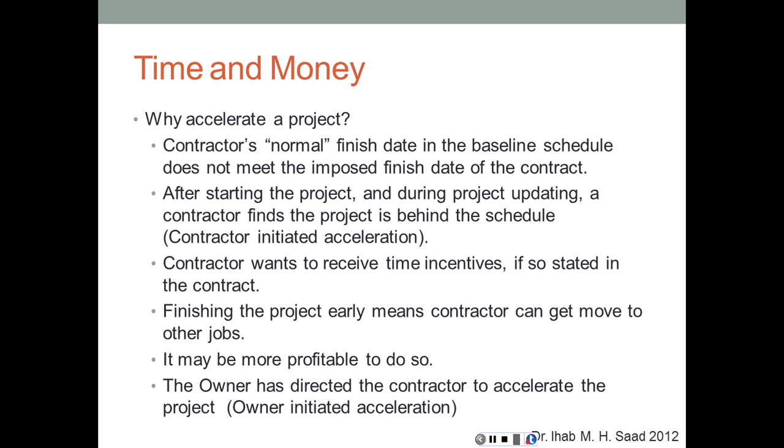The contract says there's going to be a bonus for early completion, even ahead of schedule, so the contractor wants to make use and to benefit from that bonus, therefore they might accelerate the project. Or even if there's no such bonus in the contract, the contractor might know that finishing the project early would allow that same contractor to use the equipment and the other resources on other projects, therefore gaining more jobs. So in this case, they might want to accelerate the project on their own without a request from the owner. And finally, if the owner has directed the contractor to accelerate, that would be the owner-initiated acceleration.